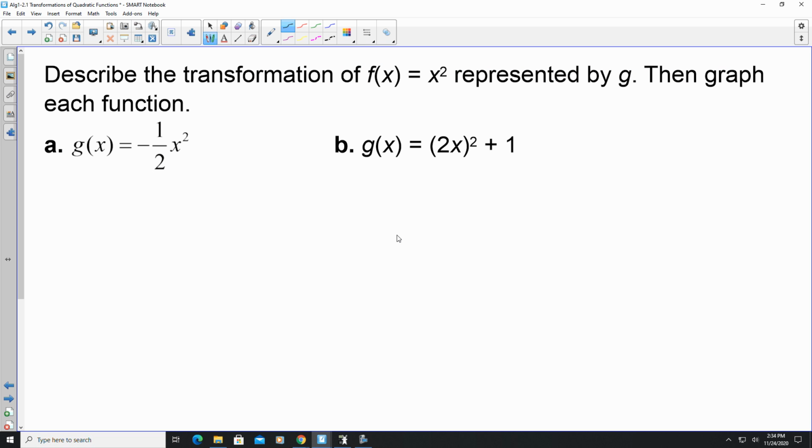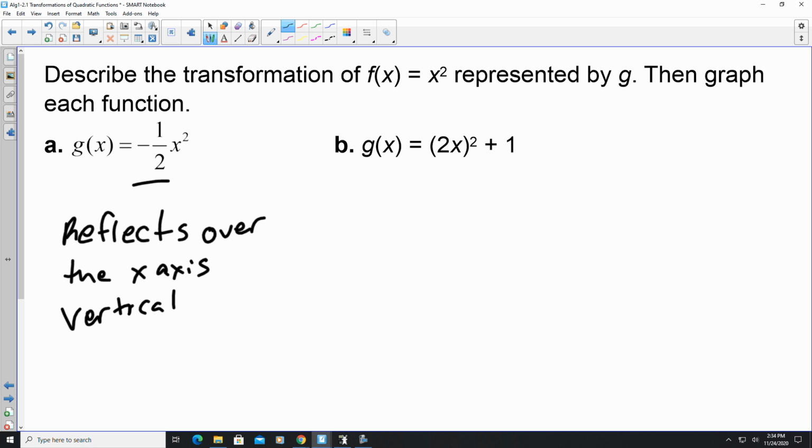So here they're asking you to describe the transformation from the graph. If you look here, my value of A is a negative 1/2. The negative value means that it reflects over the x-axis. And the 1/2 means that it is a vertical shrink of 1/2.